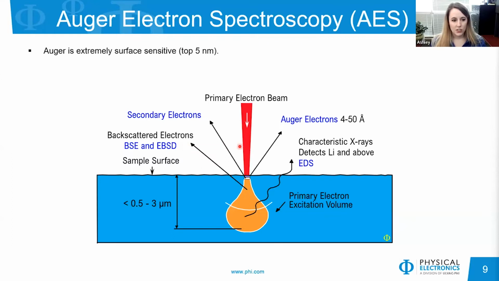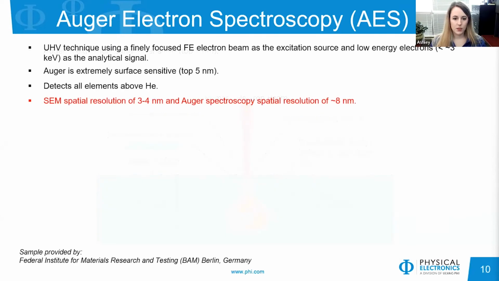One of the primary reasons Auger electron spectroscopy is the go-to technique for analyzing nanoscale features is that the signal comes from the top 4 to 50 angstroms of the sample surface, making it a truly surface-sensitive technique. Because of its extreme surface sensitivity and small beam size, AES can achieve an SEM spatial resolution of 3 to 4 nanometers and an elemental mapping spatial resolution of about 8 nanometers.